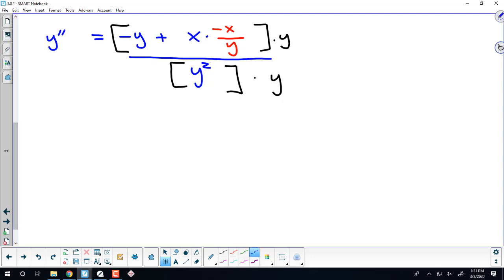Distribute the y into the numerator. We have negative y times y, which is negative y squared. Again, this y out here and this y here divide away. We just have negative x times x, which we'll write as negative x squared. And then all of that's over y cubed.